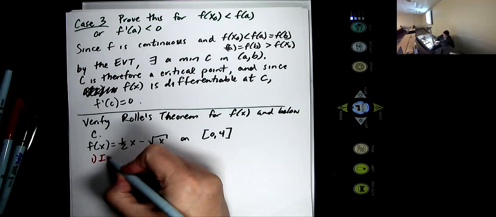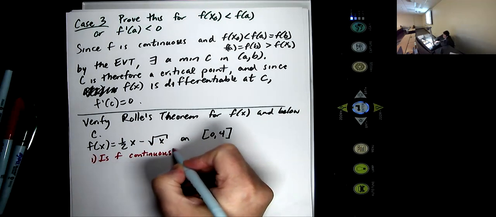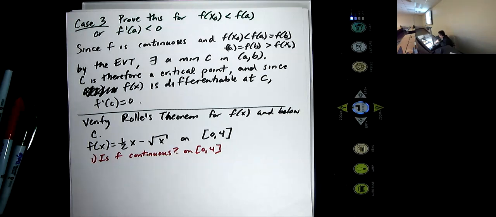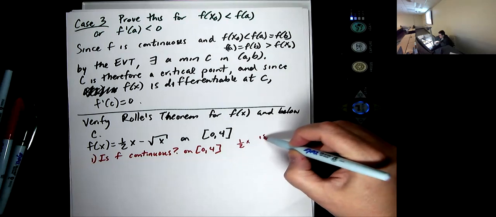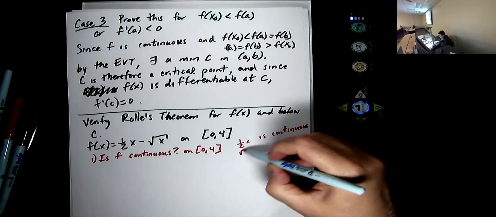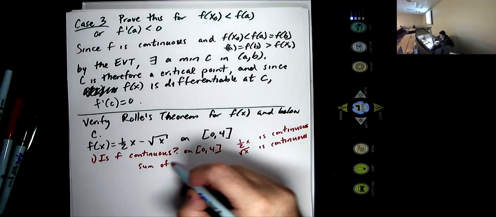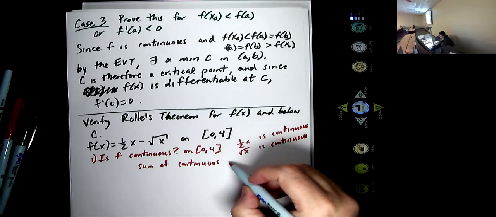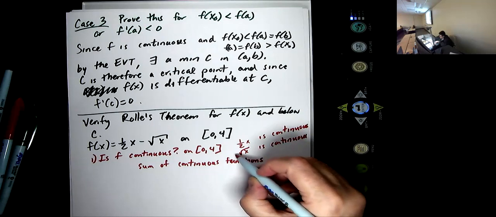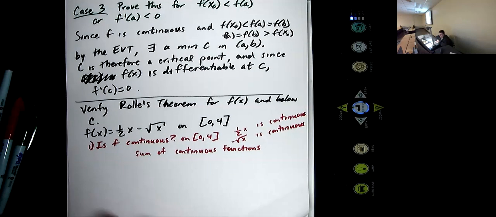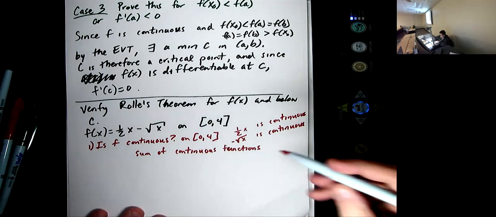So 1, is f continuous, at least on [0, 4]? Well, 1/2 x is a continuous function. And square root of x is continuous as well. And the sum of continuous functions is continuous. I guess if I want to say sum, I need to say negative square root of x, because I said adding. So 1/2 x and negative square root of x are both continuous. Then the sum of continuous functions is continuous. I didn't finish my thought there.